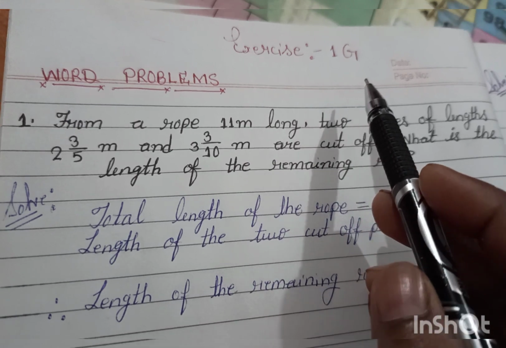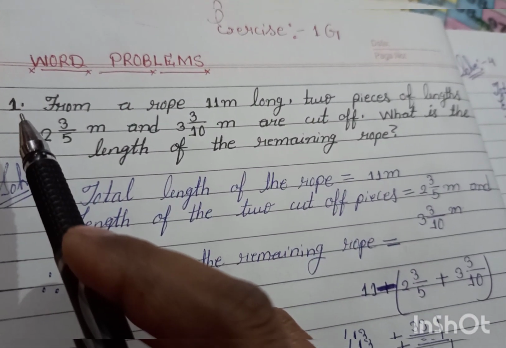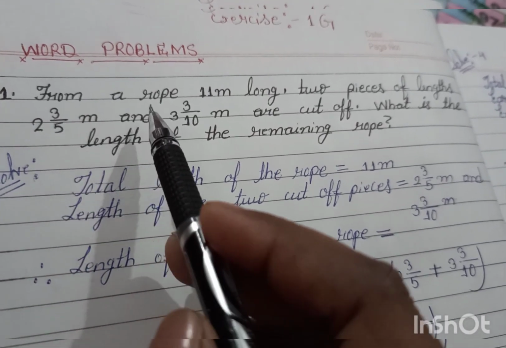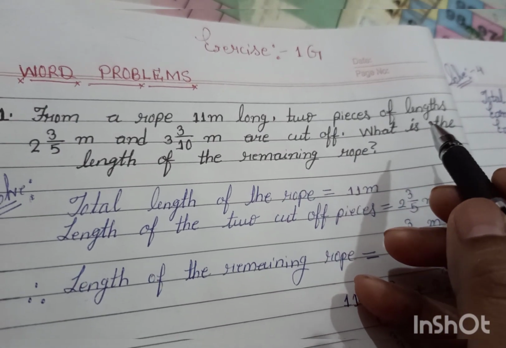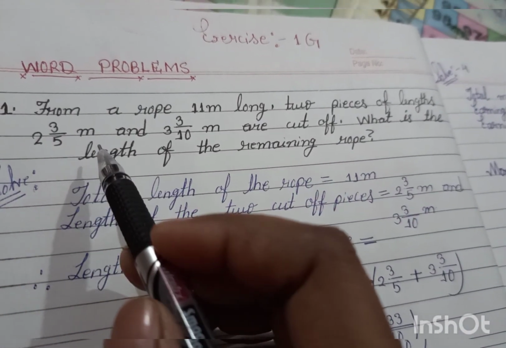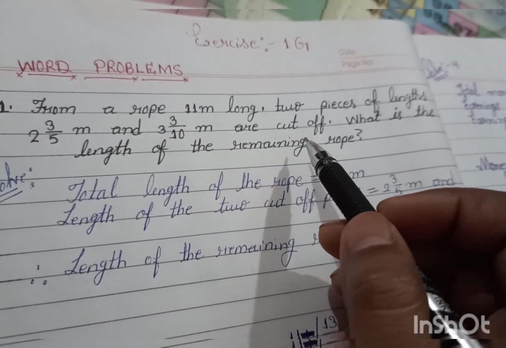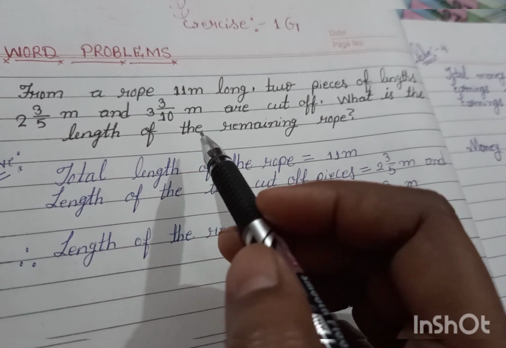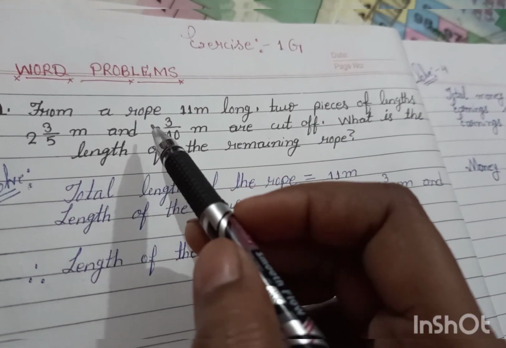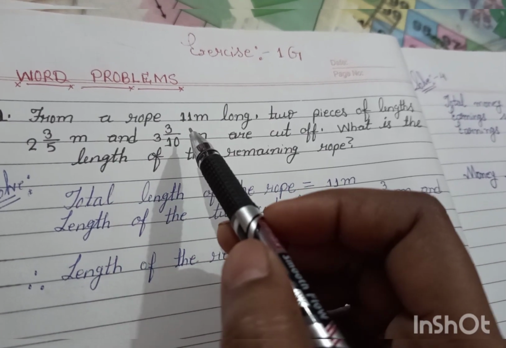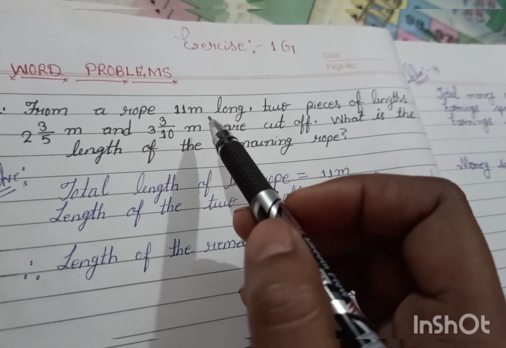Exercise 1G. Word problems. Question first. From a rope 11 meters long, two pieces of lengths 2 whole 3 by 5 meter and 3 whole 3 by 10 meter are cut off. What is the length of the remaining rope? It means there is one rope and that rope's total length is 11 meters.